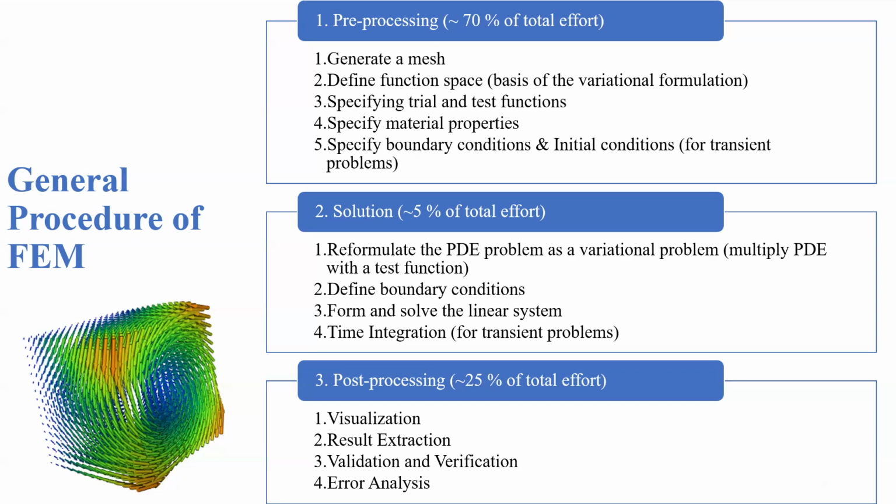Solution: once you have set up the problem, solving such a problem is not that difficult. The solution is to reformulate the PDE problem as a variational problem by multiplying the PDE with a test function. We'll learn about that. And then, of course, define the boundary conditions, solve the linear system, and do time integration, especially for transient or time-dependent problems. The post-processing could also be important, and it can consist of about 20% of the total effort. It consists of visualizing the results, extracting meaningful data, validating and verifying the data, and performing error analysis.